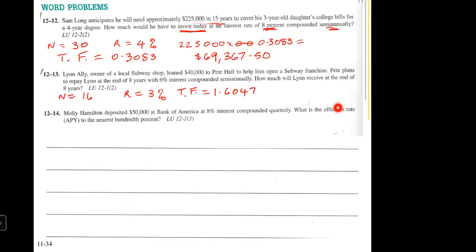Okay. So we're going to now multiply the 40,000 times the 1.6047. And so that gives us $65,880.